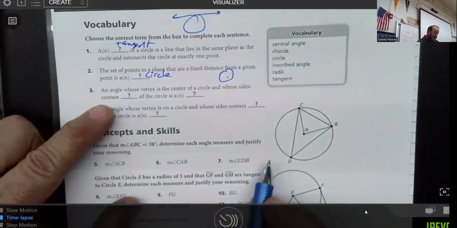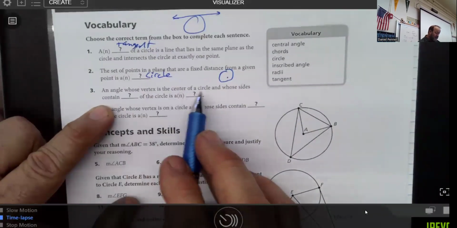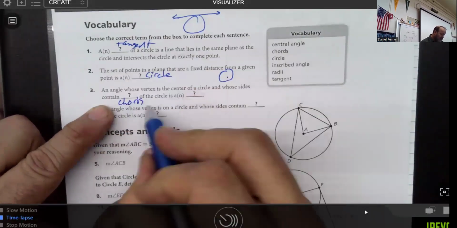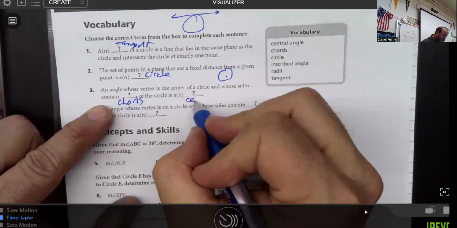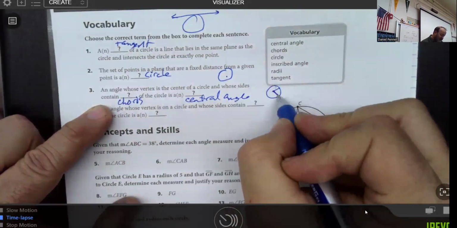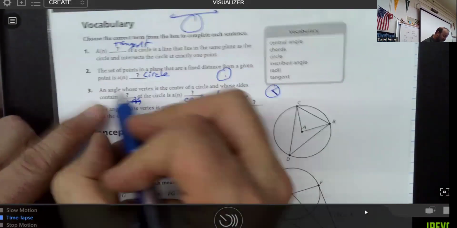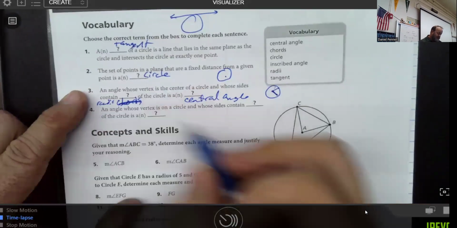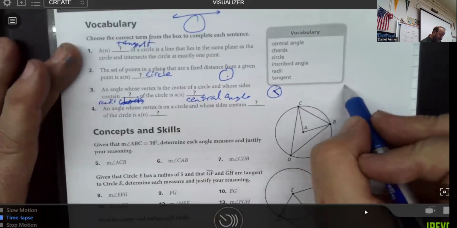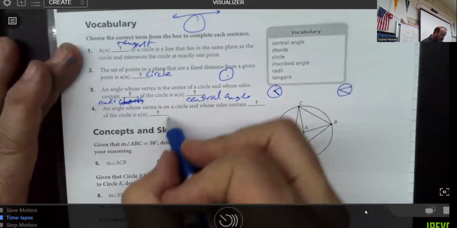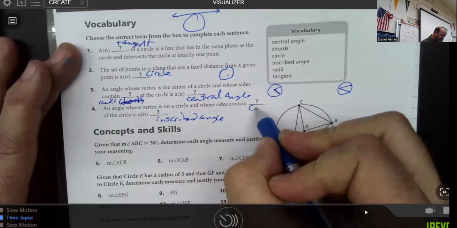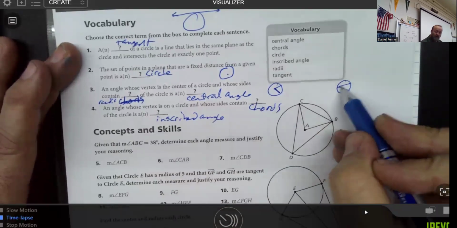Number three, an angle whose vertex is the center of the circle and whose sides contain chords of a circle is a central angle. Now, that's a lot of words, but they're saying if we go like this, these are both going to be not chords. Those are, sorry, radii. That's going to be a central angle. And then the last one, an angle whose vertex is on the circle, like this, is an inscribed angle. And this is the one that I wanted to say chords, because both of these things are chords.